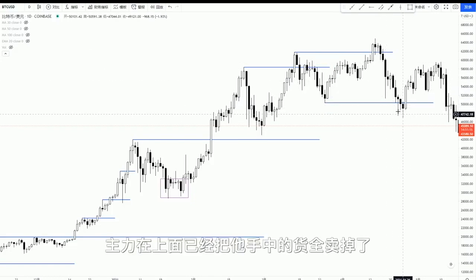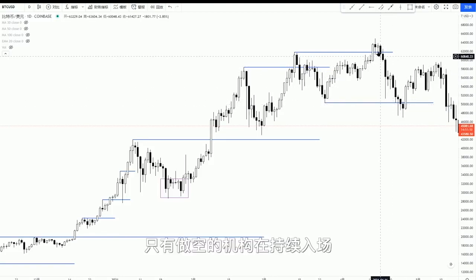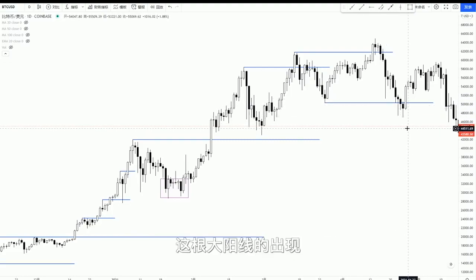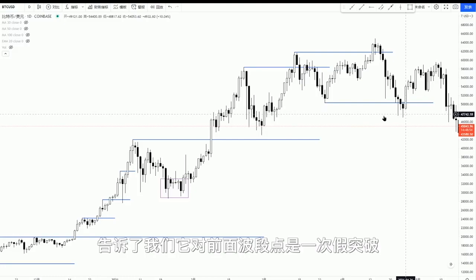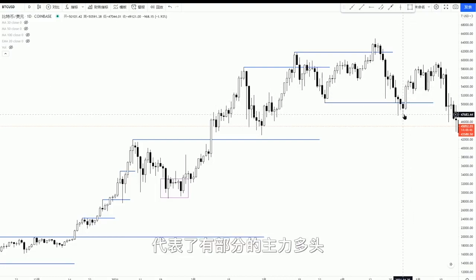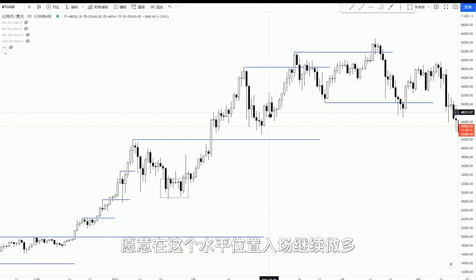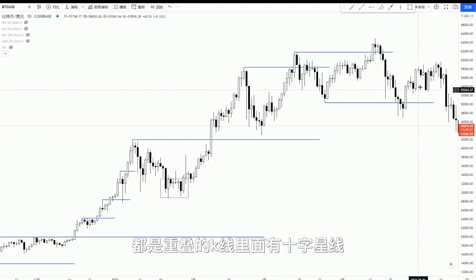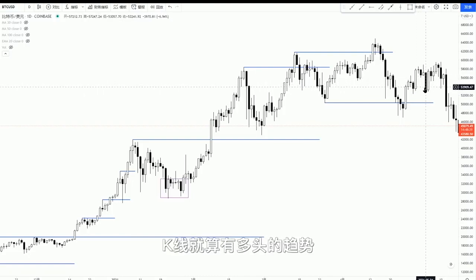This is with the appearance of the large positive line, which tells us that it is a false break against the previous band point. Here is a signal of the main bulls entering, representing some of the main bulls willing to enter at this level, to continue to go long. But then the K-lines that we see in the market are all very weak K-lines. They're all overlapping K-lines with cross stars in them. There's a contrarian bear trend K-line. Even if there is a bullish trend, the K-line just overlaps with the previous one. It tells us one thing: the main players are not willing to buy anymore.